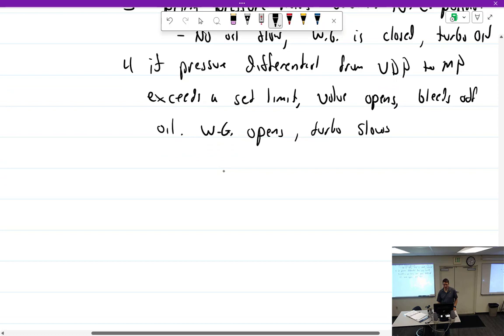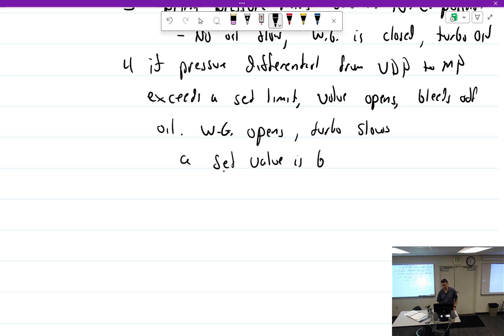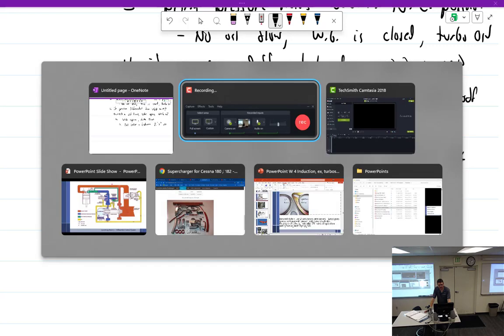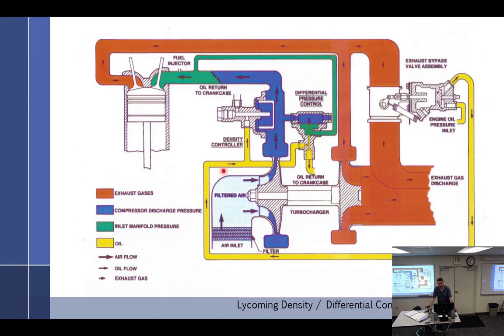And that set value is somewhere between 2 to 4 inches mercury. So it's not a lot. I'm not going to write all this next part because we already covered it. But if you want to write all this down, just write down everything I say.